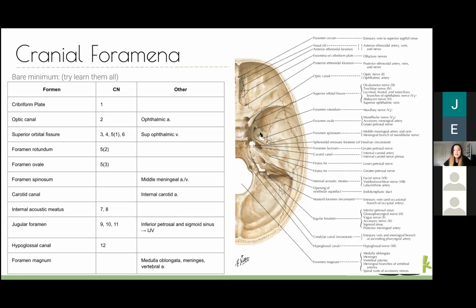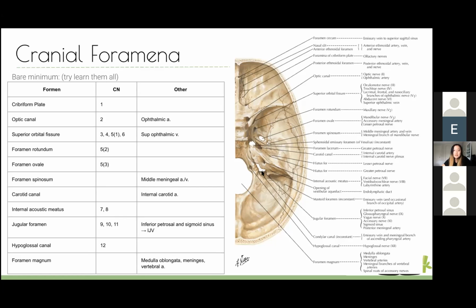And then you've got rotundum with your second trigeminal nerve, your ovale with your third branch, and then your spinosum with your middle meningeal arteries and veins. Your carotid canal, which is the next kind of big one, has your internal carotid artery. It's in the name, perfect. Your internal acoustic meatus. So the way to think about this is it's acoustic, so it needs your vestibulocochlear nerve, or CN8. And because it has 8 and everything's in kind of order, it also has your facial nerve, CN7.